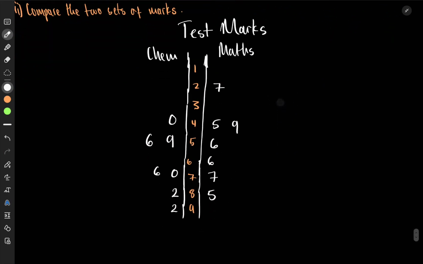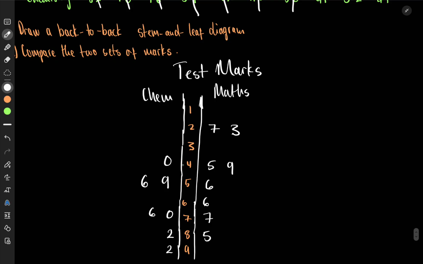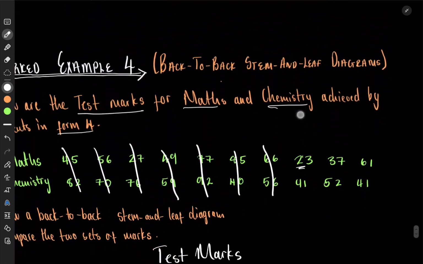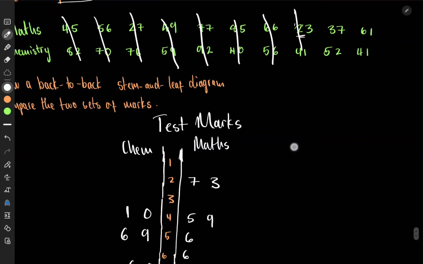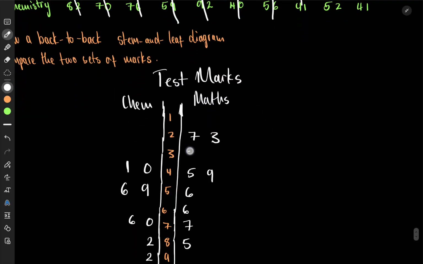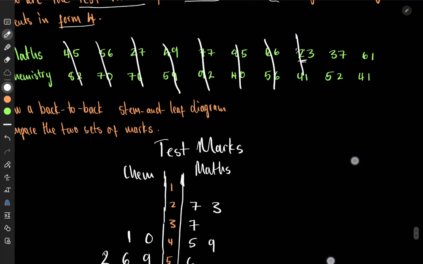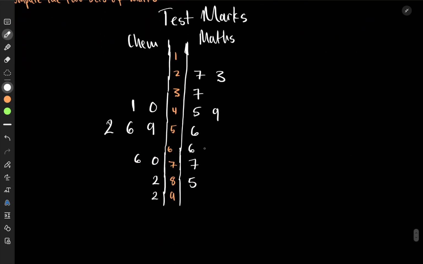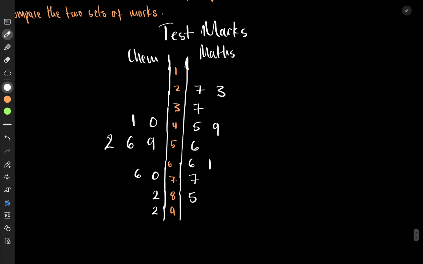Then 23 and 41. Don't make a mistake here. I go to 2, I put a 3. I go to 4, I put a 1. Then I can cancel. 37 and 52. I go to 3, I put a 7. I go to 5, I put a 2 on the other side for chem. Then 61 and 41, I go to 6, I put a 1. I go to 4, I put a 1.